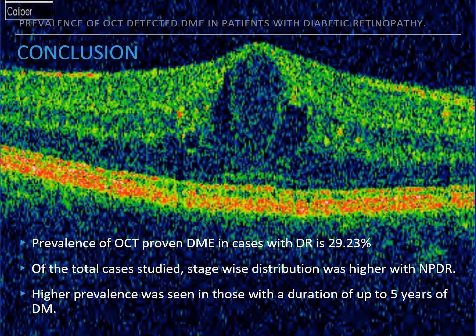Upon conclusion, we find that prevalence of OCT-proven DME in cases with diabetic retinopathy is 29.23%. Of the total cases studied, the stage-wise distribution was higher on the non-proliferative side, and higher prevalence was seen in those with a duration of up to 5 years of the onset of diabetes mellitus.